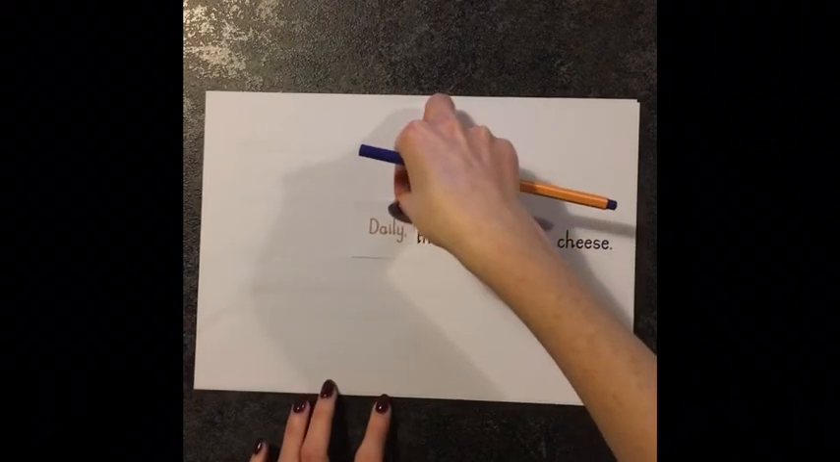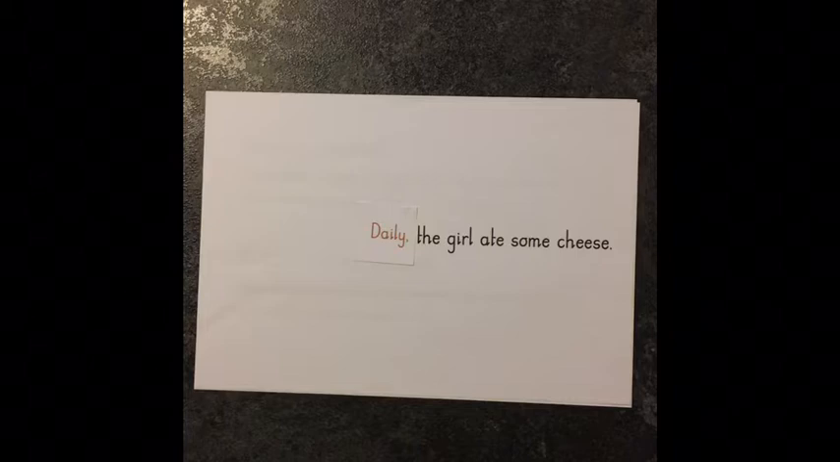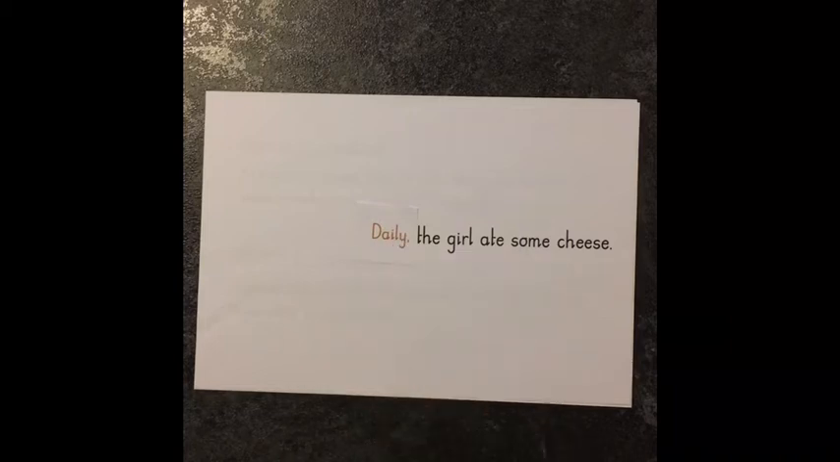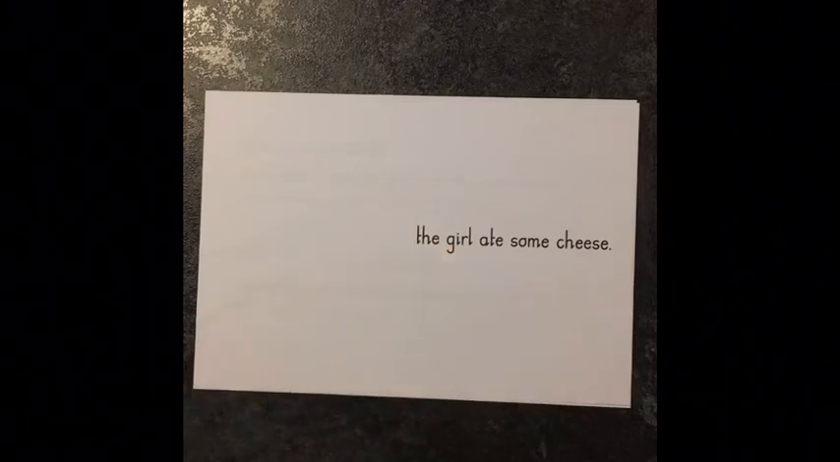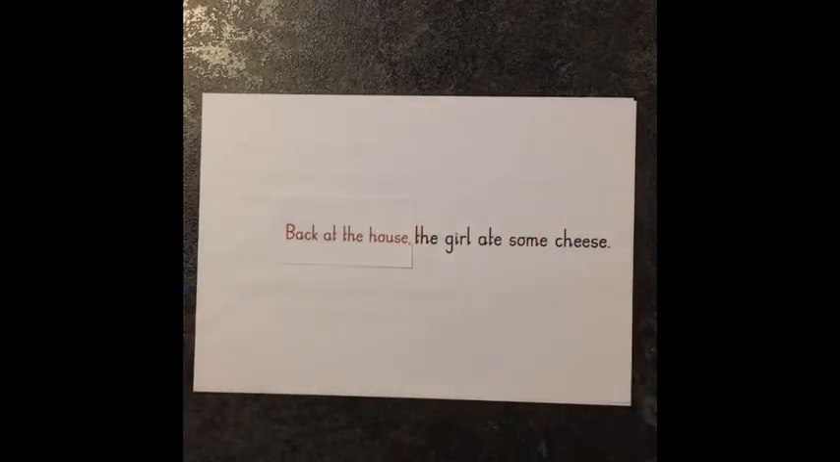The frequency, rather. Daily, the girl ate some cheese. Now again, I've got my comma. Now this fronted adverbial of frequency is describing the action. Daily, the girl ate some cheese. Now the place, where did she eat the cheese? Back at the house, the girl ate some cheese.